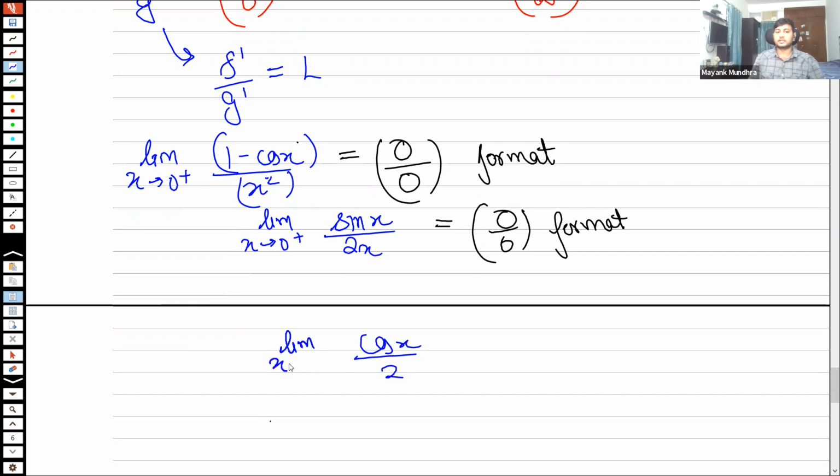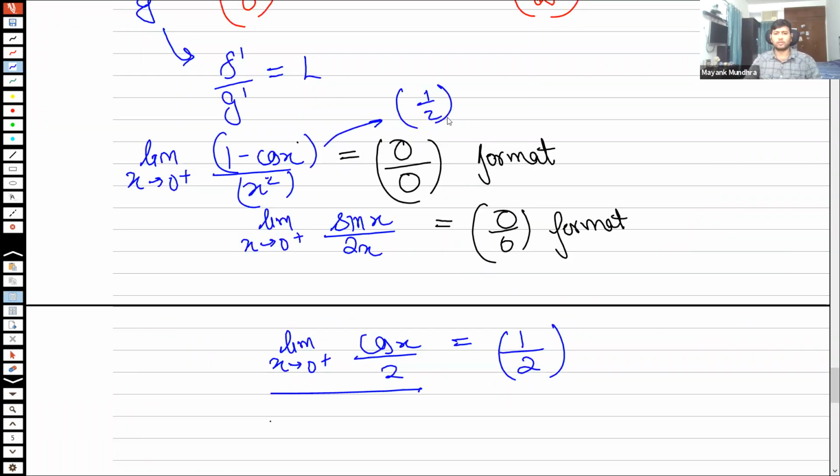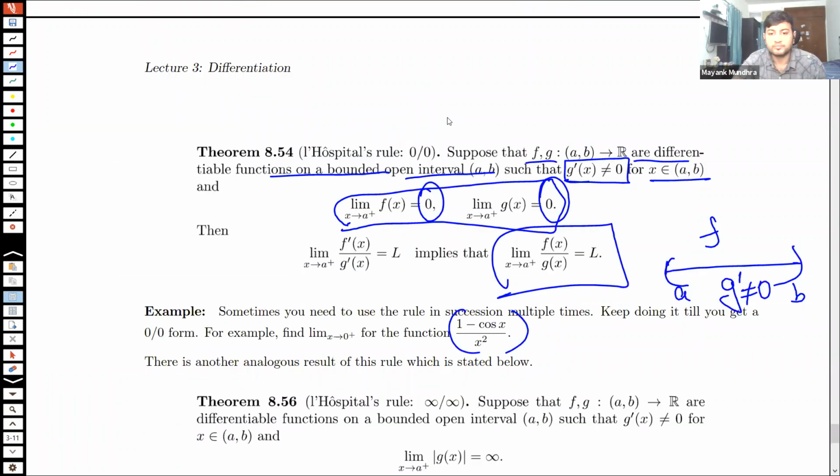So the limit as x tends to 0 plus of cos x by 2. Now cos x at 0 is 1, so this is half. So this thing's limit must be half. A very simple application of differentiation, L'Hopital. It makes finding limits very, very easy.